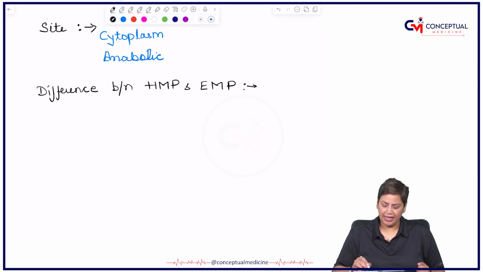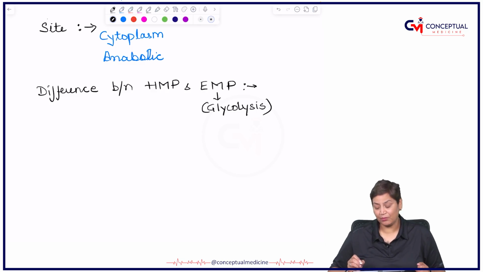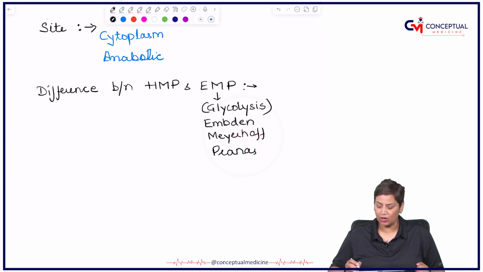Now see, HMP we are discussing just now. EMP is nothing but your glycolysis. So simple. Now why is it known as EMP? Because it was discovered by Embden, Meyerhof and Parnas. So it is also known as the Embden-Meyerhof-Parnas pathway.